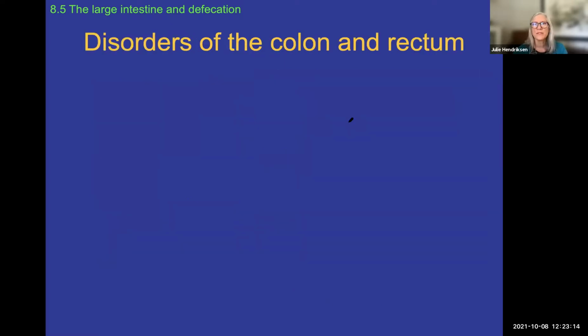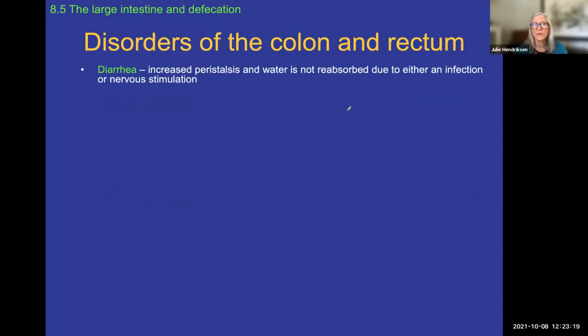And a brief look at some of the disorders that are associated with the large intestine or the colon and the rectum. Of course, we're familiar with diarrhea, where you have increased peristalsis. We know that means there's increased movement, increased contractions, pushing material through. And the water is not reabsorbed because this material is moving through very quickly.